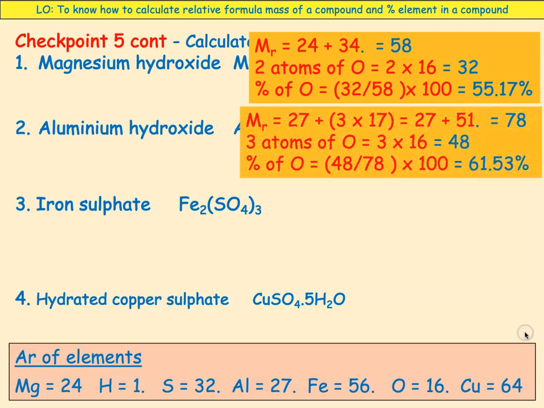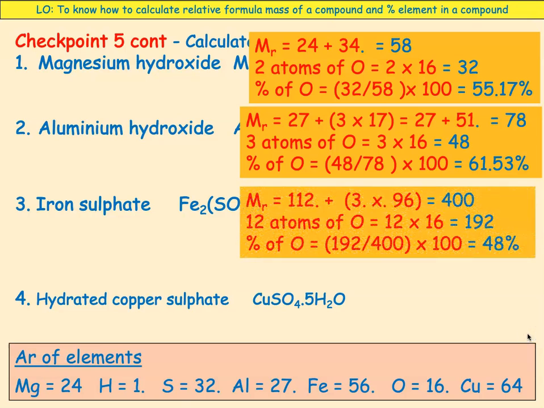Aluminium hydroxide, right, keep coming up with aluminium hydroxide. A formula mass is 27 plus 3 times 17, so that gives us 78. We've got 3 oxygens in aluminium hydroxide, so that's 48. So 48 divided by 78 times 100 gives us 61.53%. Iron sulfate, well, the formula mass of iron sulfate is 112 plus 3 times 96, which is 400.